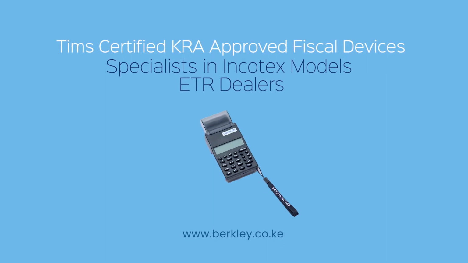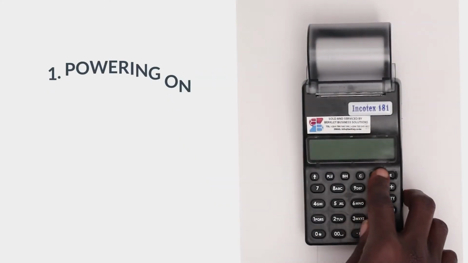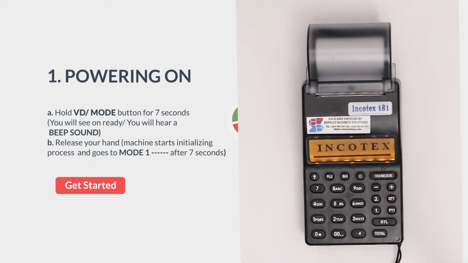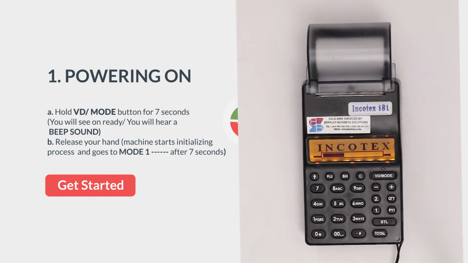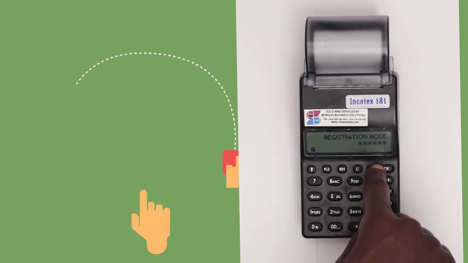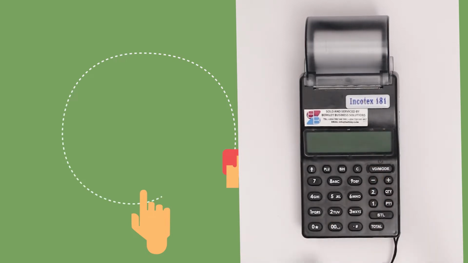Tim's Simplified Manual, Incotex 181. Powering on. Hold the VD mode button for 7 seconds. You'll see "on ready", and you'll hear a beep sound. The machine starts the initiating process and goes to mode 1 after 7 seconds. To power off, hold VD mode for 5 seconds till you see "off ready". Release your hand. The machine shall turn off immediately.